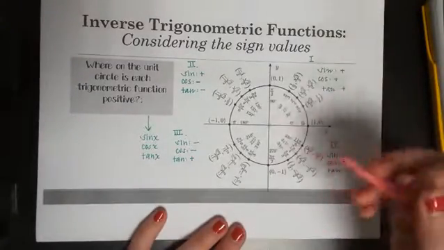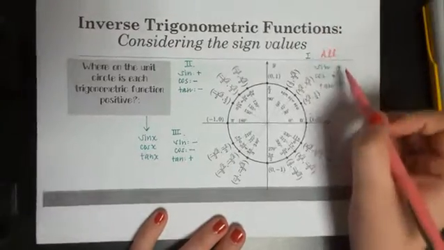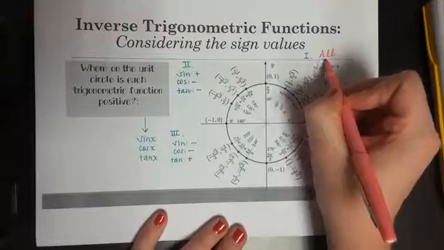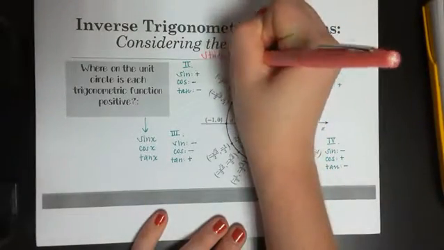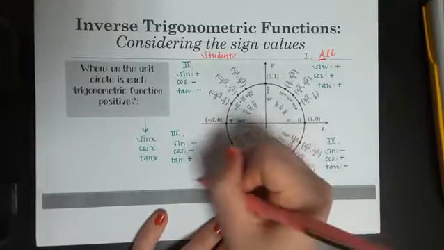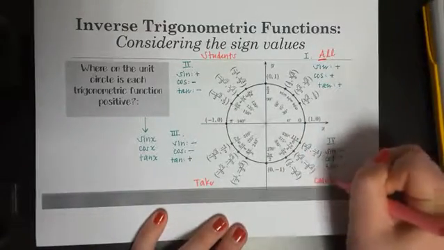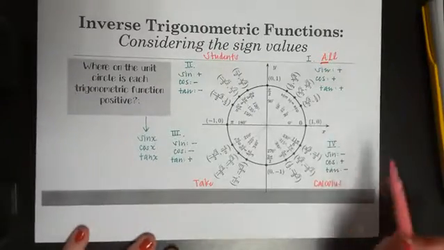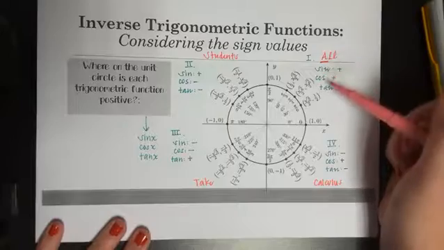There's a nice little mnemonic device for that, and it goes like this. All, so I start in my top right quadrant, all, and then students. In my second quadrant, take calculus, which is my hope for all of my math students. But what this is actually telling us is in the first quadrant, everything's positive.